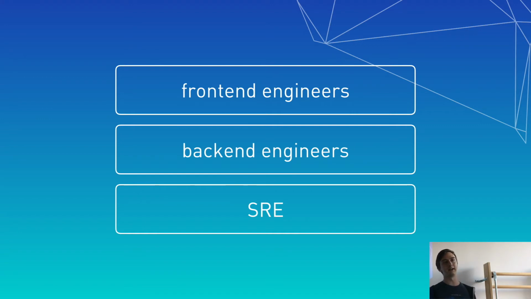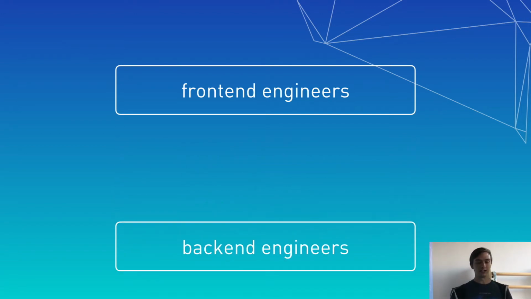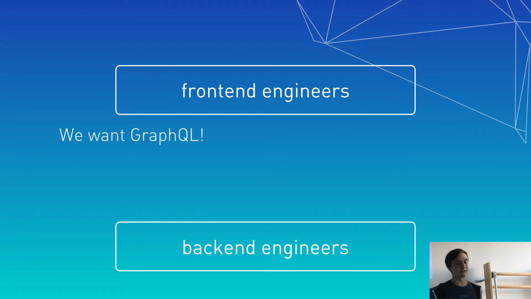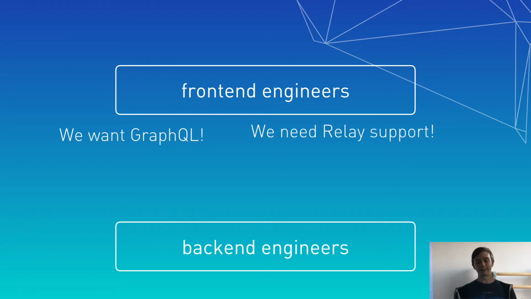With this structure, we built all the projects we were working on. But the front-end engineers always wanted to have GraphQL, so we asked our backend engineers, could you not only provide a REST API but also a GraphQL API? Then the two teams didn't really know what the others were talking about. The front-end engineers said we want GraphQL, and later we need relay support, because then we in the front-end engineering team realized, okay, not every GraphQL server is compliant to relay. So we said, okay, we need relay support now.